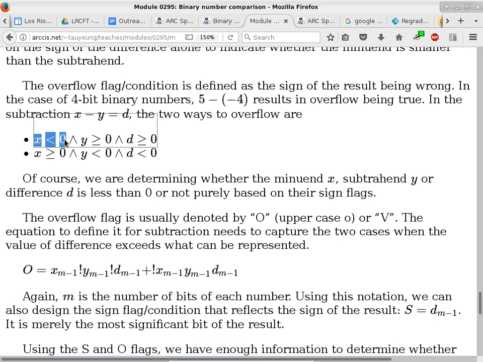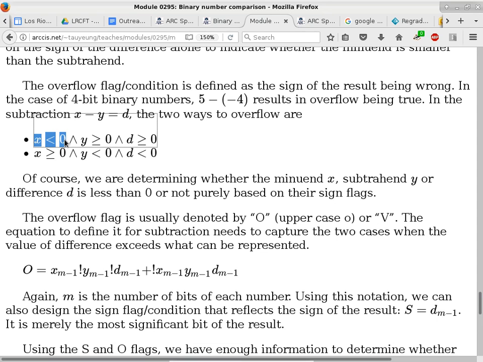Well, that's how we end up with this expression here. x subscript n minus 1 is the most significant bit of x, which is also the sign bit. This is negation. Negation applies only to the item immediately to its right-hand side. So this is the negation of y subscript n minus 1, which is the most significant bit of y, which tells us whether y is negative or not. When y is non-negative, that bit is going to be a 0, but in order to flip it into a 1 so the conjunction can become a 1, I have to negate it. Same thing applies to d subscript n minus 1. It is the sign bit of the difference. If the difference is non-negative, the most significant bit of the difference is going to be a 0, but I need to flip it because I want this entire conjunction to be a 1.